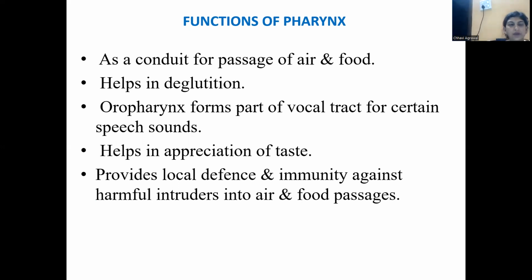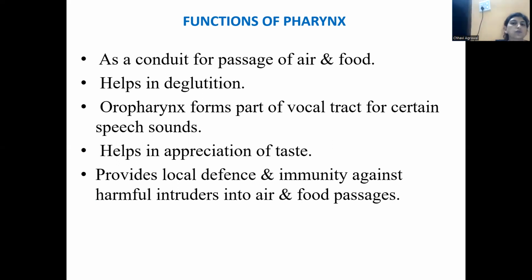The functions of pharynx: it acts as a conduit for passage of air and food, and helps in deglutition. The oropharynx forms part of the vocal tract for certain speech sounds, helps in appreciation of taste, and provides local defense and immunity against harmful intruders into air and food passages.